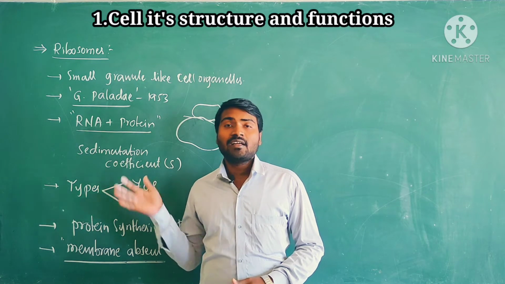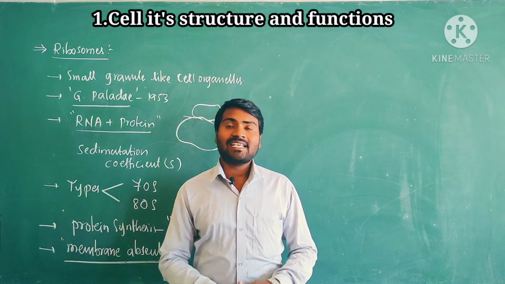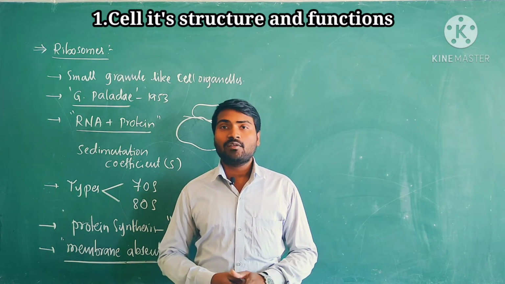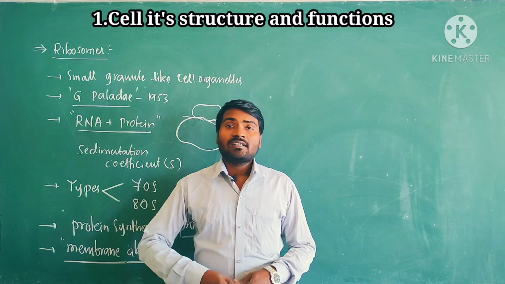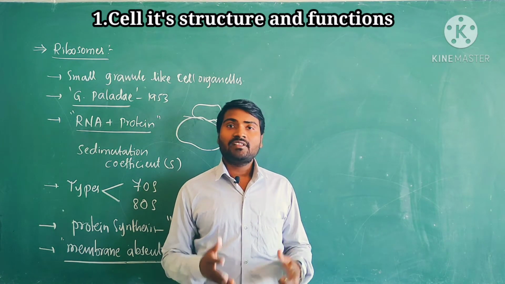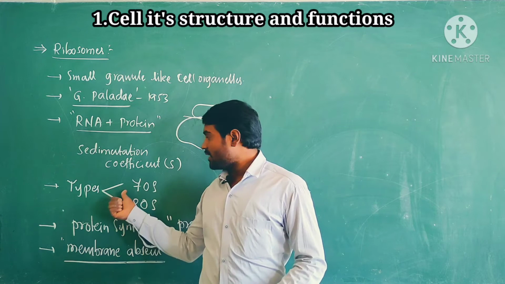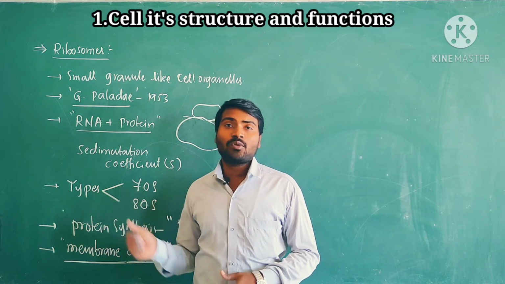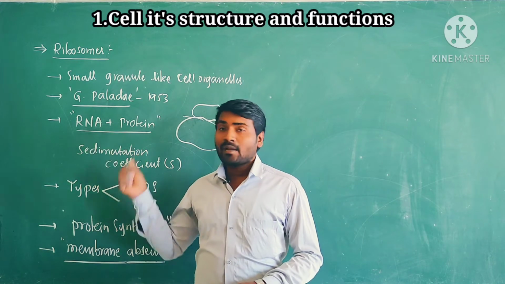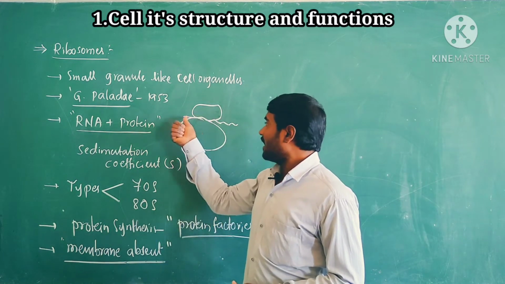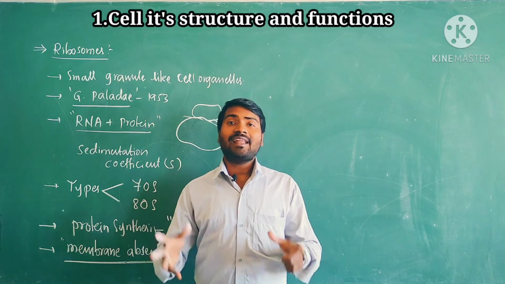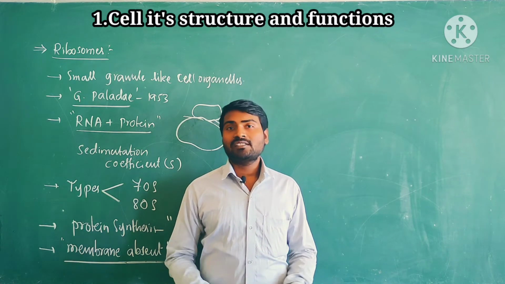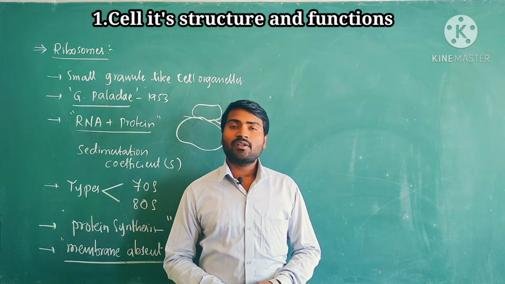Once we recapitulate, these ribosomes are small granular-like cell organelles present in the cytoplasm and also on the surface of the rough endoplasmic reticulum. They were first discovered by George Palade in the year 1953. They are of two types, okay, 70S ribosomes and 80S ribosomes. S stands for sedimentation coefficient, and they are composed of RNA and a protein. Protein and RNA both together make these ribosomes. Their function is protein synthesis, hence they are called protein factories.